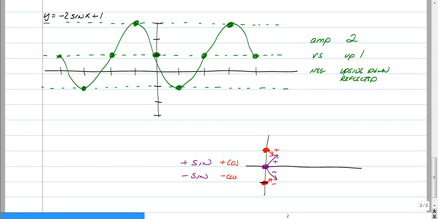The next video will get into what happens when we change the period or if we shift it right and left.